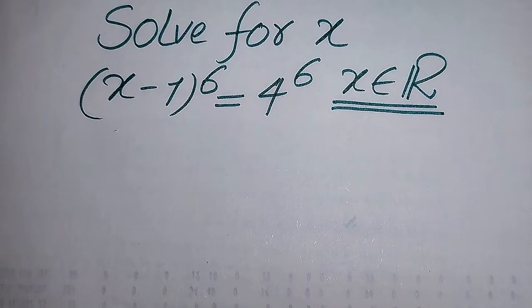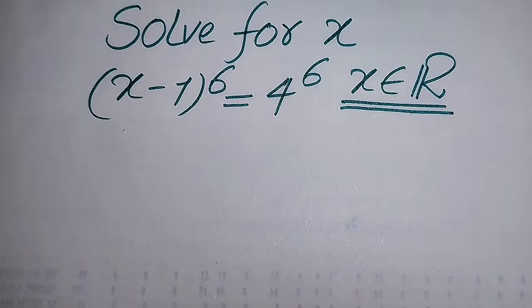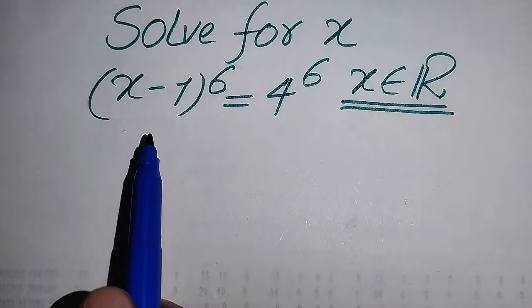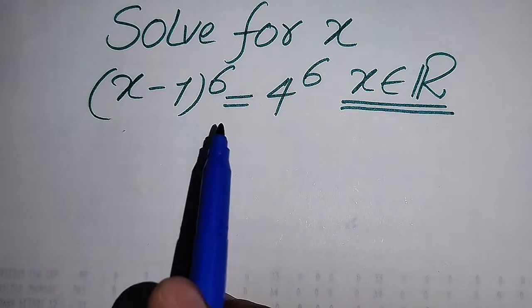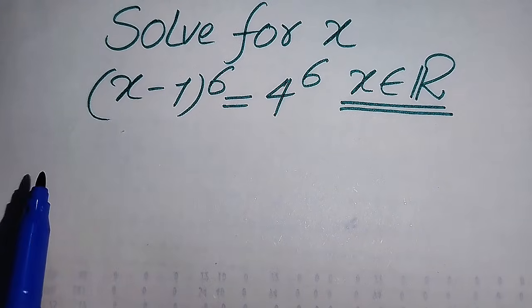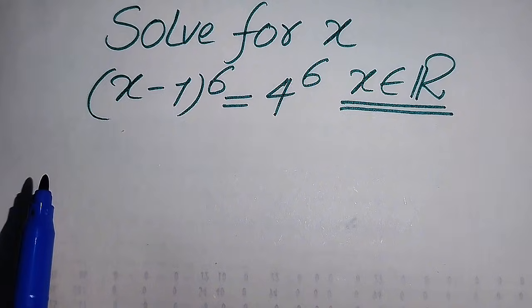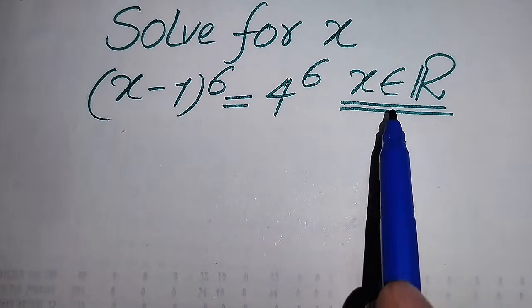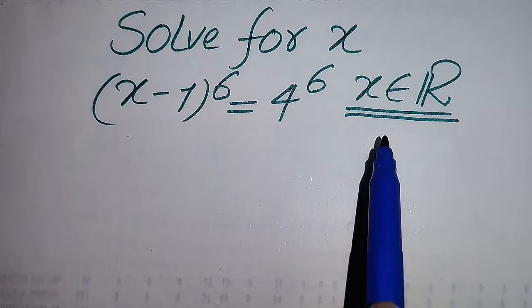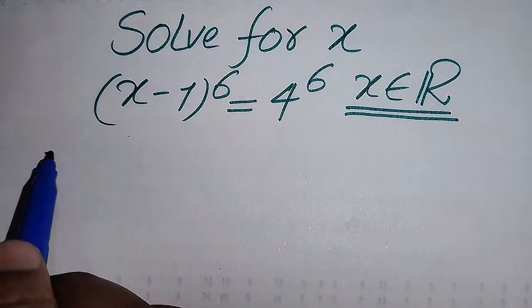Hello everyone, how to solve this problem for the values of x if we have (x − 1)^6 = 4^6, and we solve this problem for all the real values of x. So here you see that we need to solve this problem for only real roots. And now we move toward the solution of this problem.